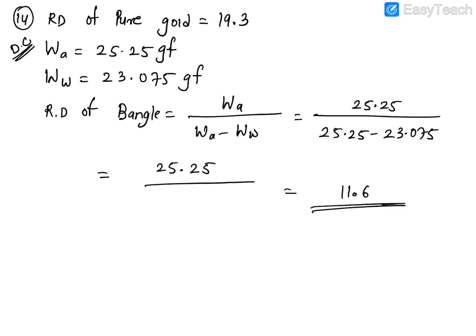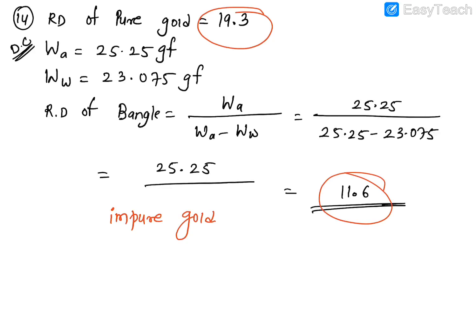Guys, is this bangle made up of pure gold? Obviously not. So why is it not made up of pure gold? Because the RDs are not the same. You can see RD of gold is 19.3 and your ornament is 11.6. So it's a fraud. They are not giving you the pure gold. So our conclusion is that it's an impure gold.